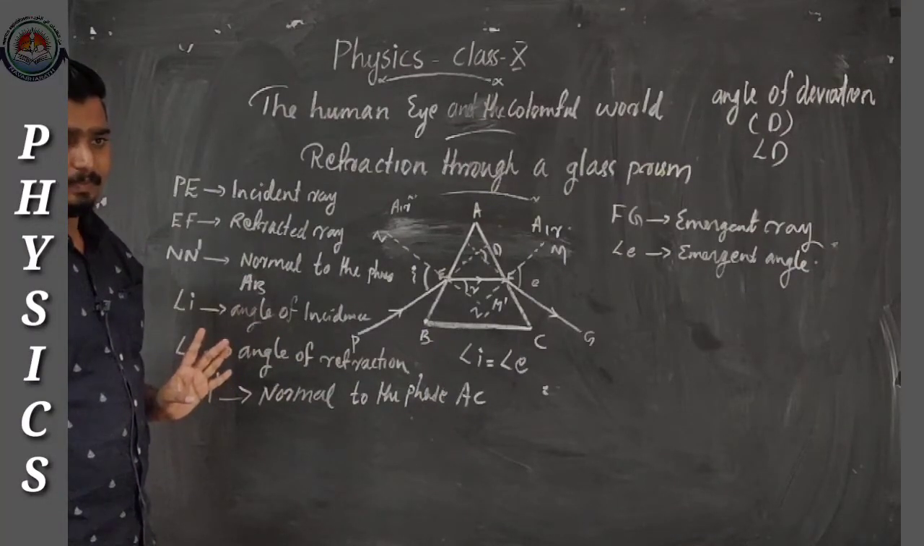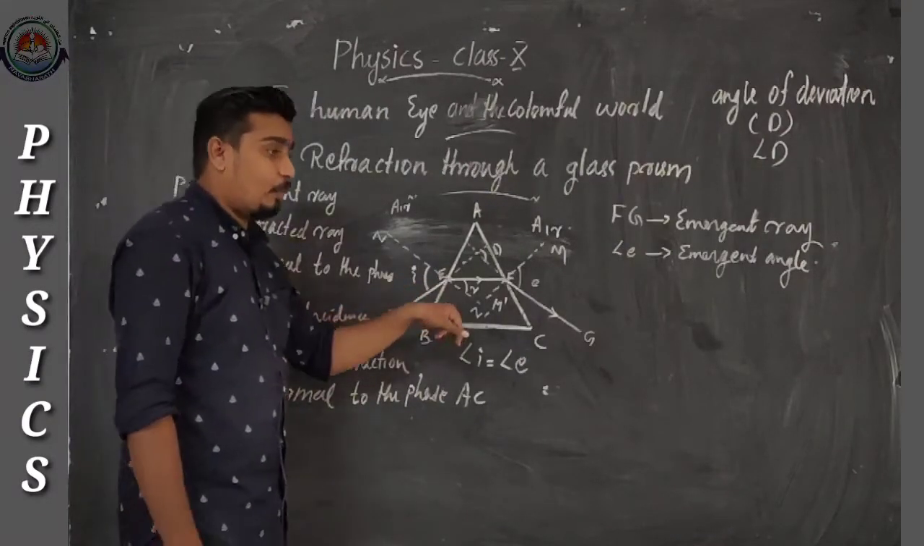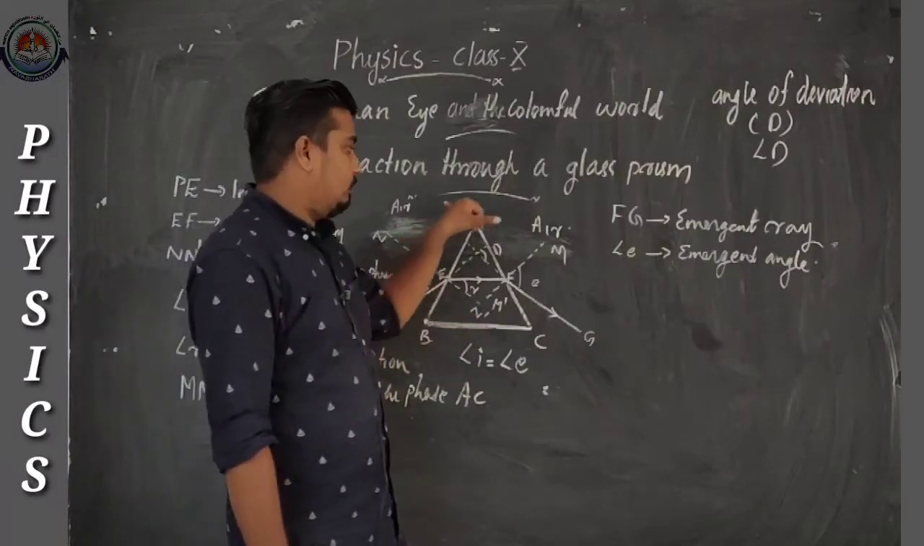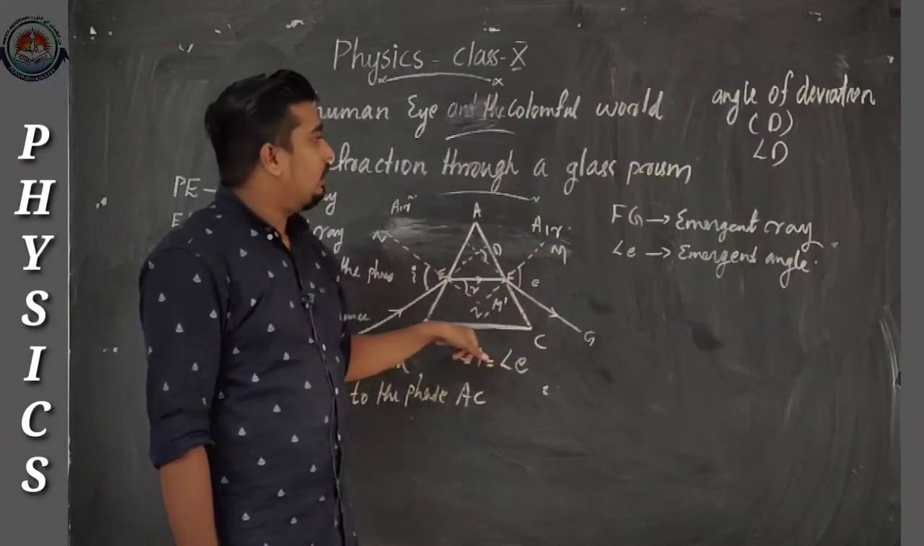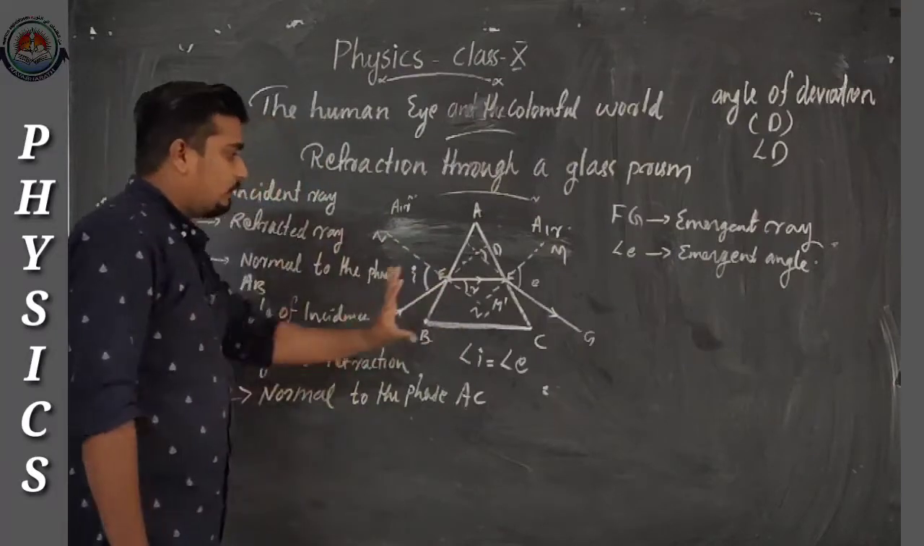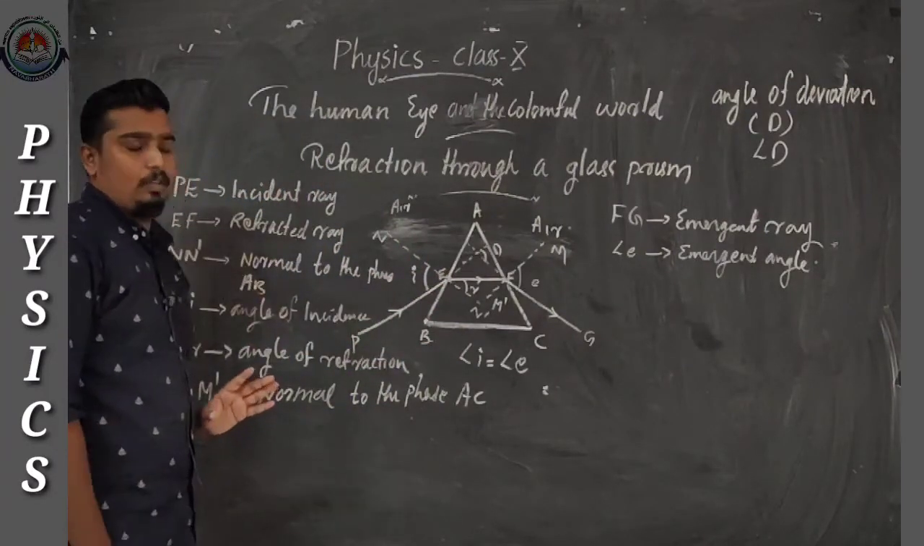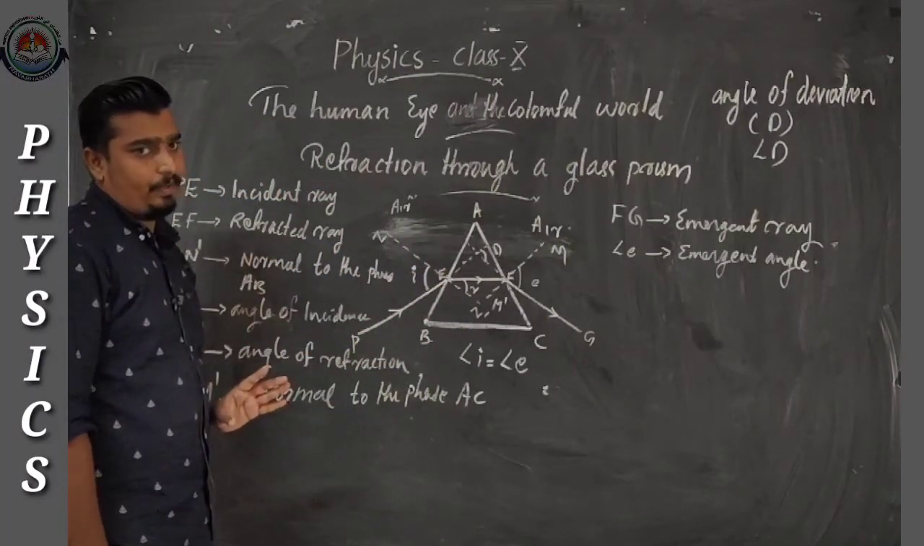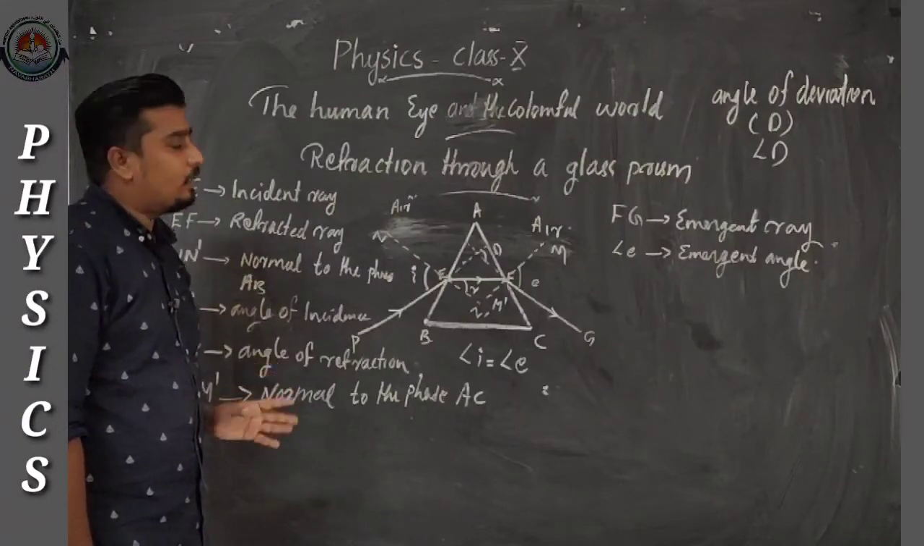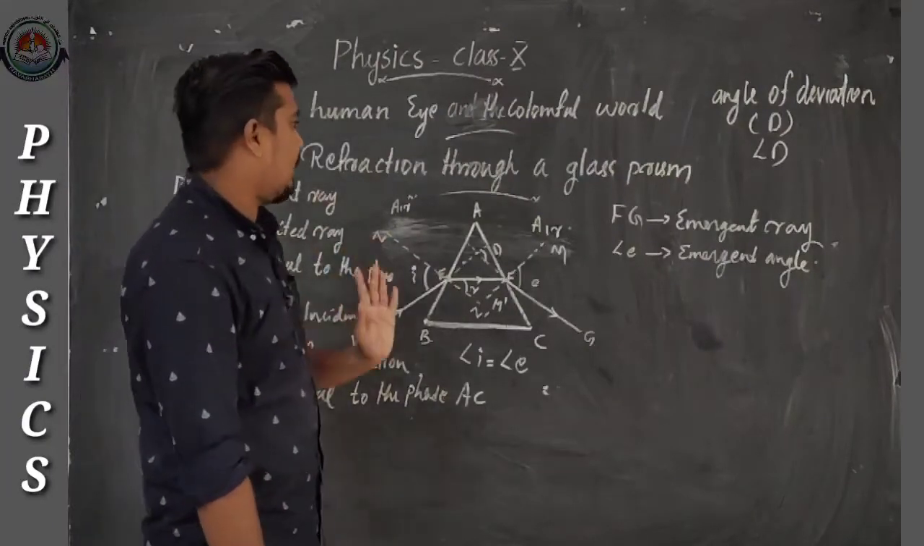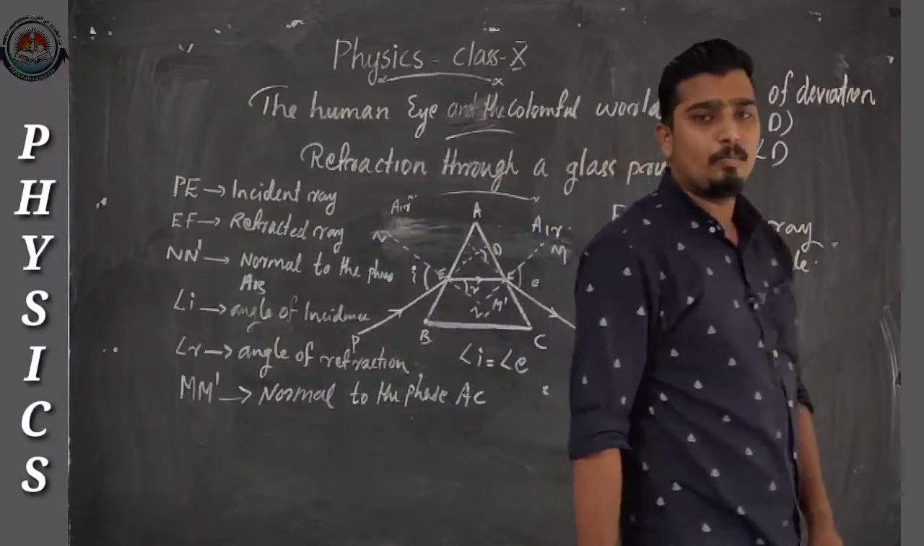Okay, is it clear? This is very important. This diagram is very important, and the terms related to this diagram are also very important. Clear? This is refraction through a glass prism.